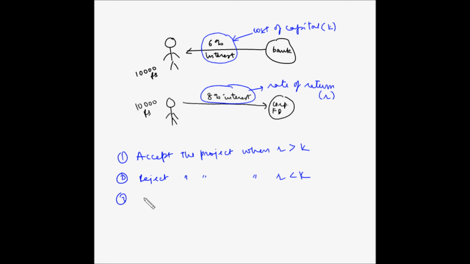And third, may accept the project when R is equal to K. So when the rate of return is the same as the cost of capital, then you may accept the project.